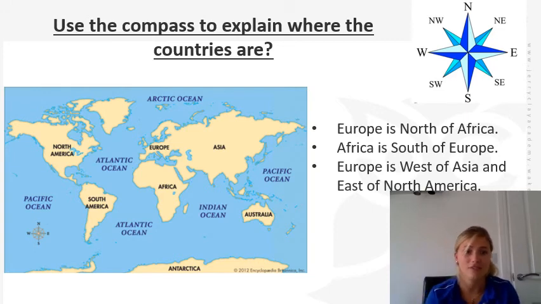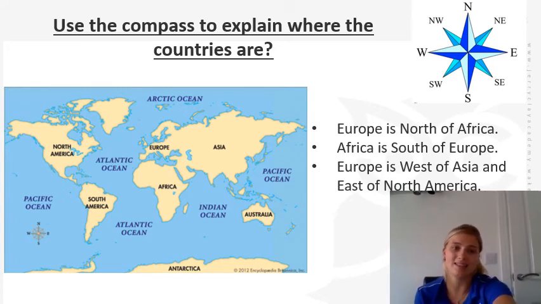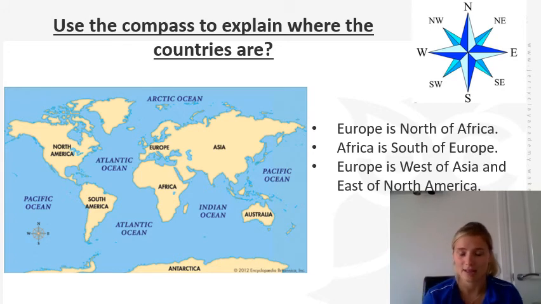So for example, for that, you could say Europe is northeast of South America. So you can see that if you point to Europe and you look at your compass, it is northeast of South America. So I'd like you to spend some time now.